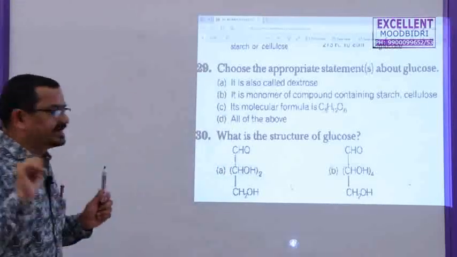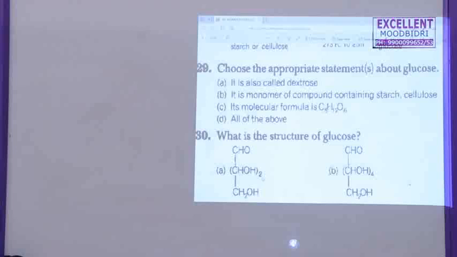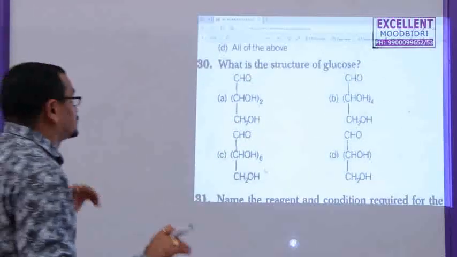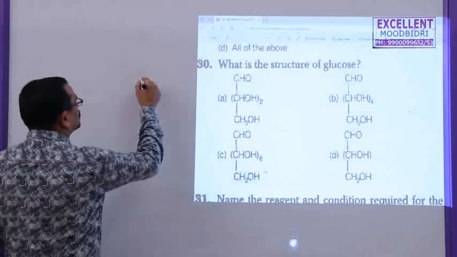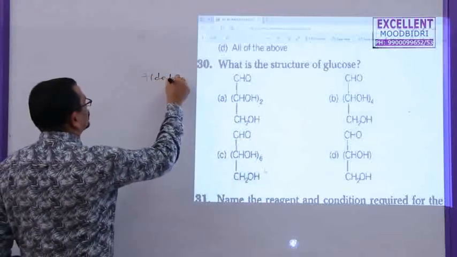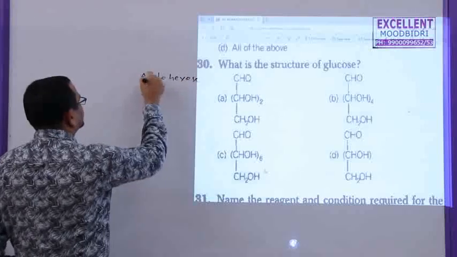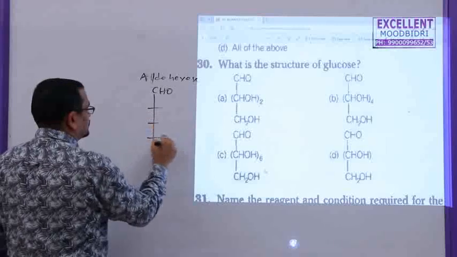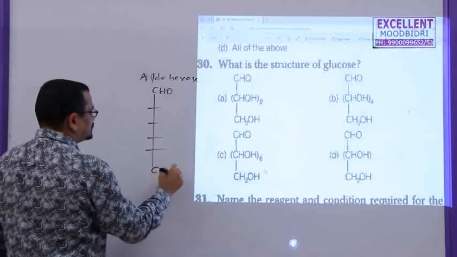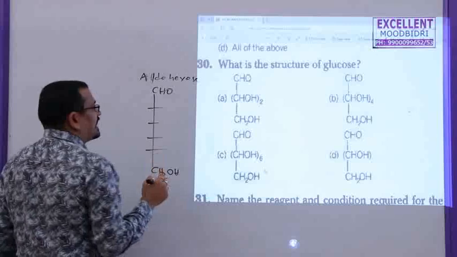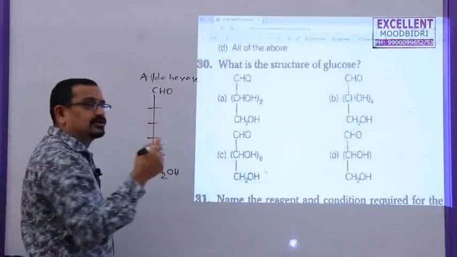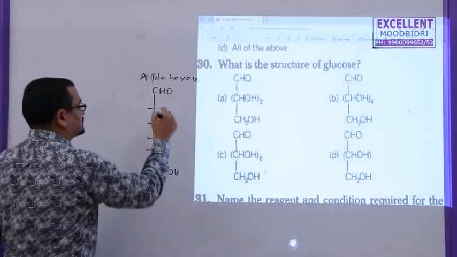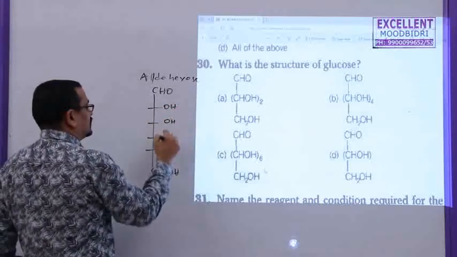And when it comes to the next question, what is the structure of glucose? See, glucose is an aldohexose. Aldohexose means it contains an aldehyde, and hexose means a 6 carbon chain is there. It contains 5 OH groups because on acylation, pentaacetate formation is observed. So there are 5 alcohol groups.